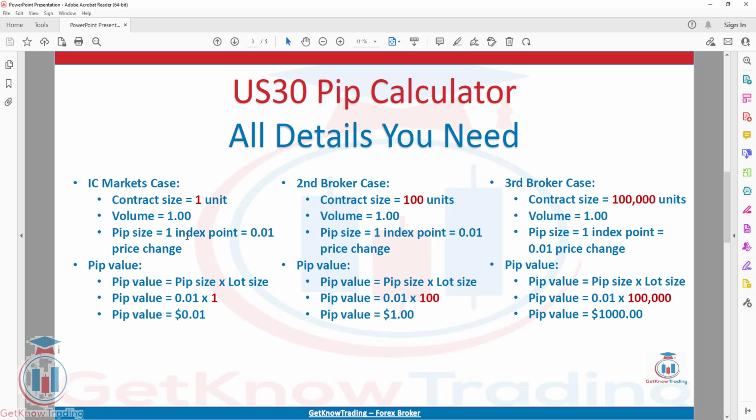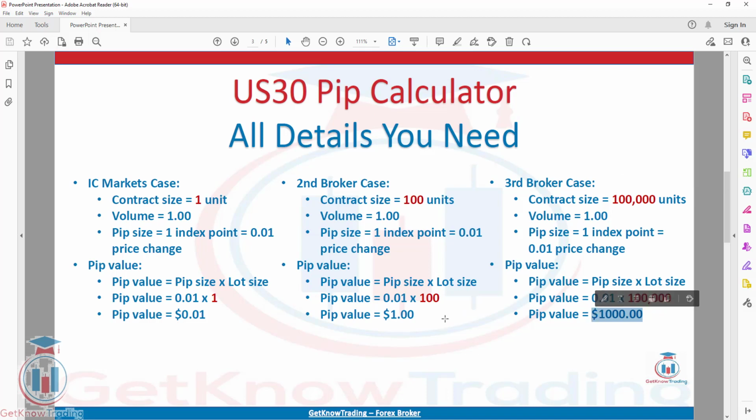Here on the second slide is the case when you have three different brokers, and each broker has defined the contract size differently: the first as 1 unit, the second as 100 units, and the third as 100,000 units. In the case of Forex, for example EUR/USD, one standard lot, which is equal to volume 1, means 100,000 units of the base currency. So when you calculate a 1 pip change, it will be $1,000 for a standard lot.